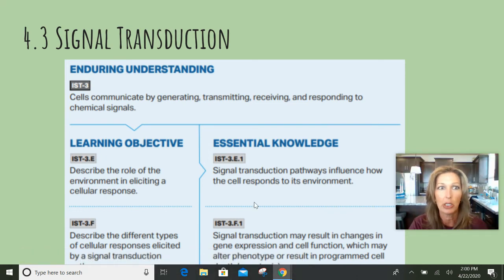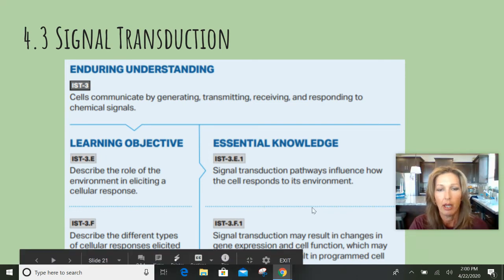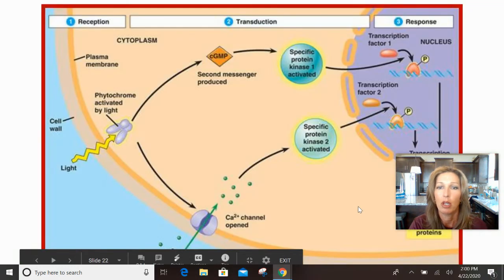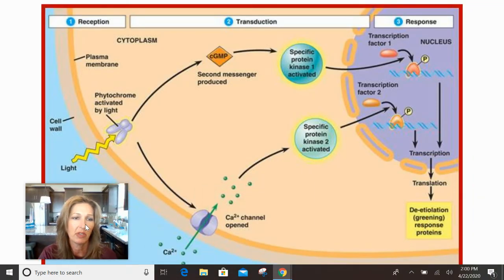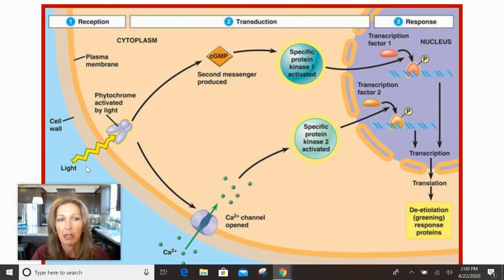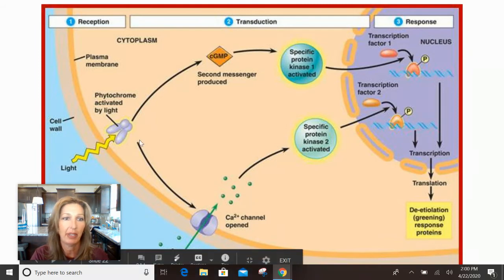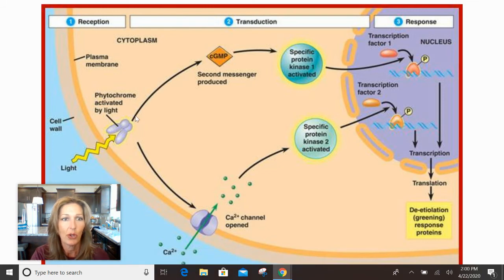Now, more information than you ever need to know on signal transduction. It's going to result in changes in gene expression and cell function. We already talked about that, but understand some different types of signals. There are environmental factors that can be the actual signal that gets received. So in plants, the greening response starts with light. There are these receptors, these phytochromes, that are activated by light that can penetrate right through the lipid bilayer. And that is going to trigger my transduction that is going to initiate a response.